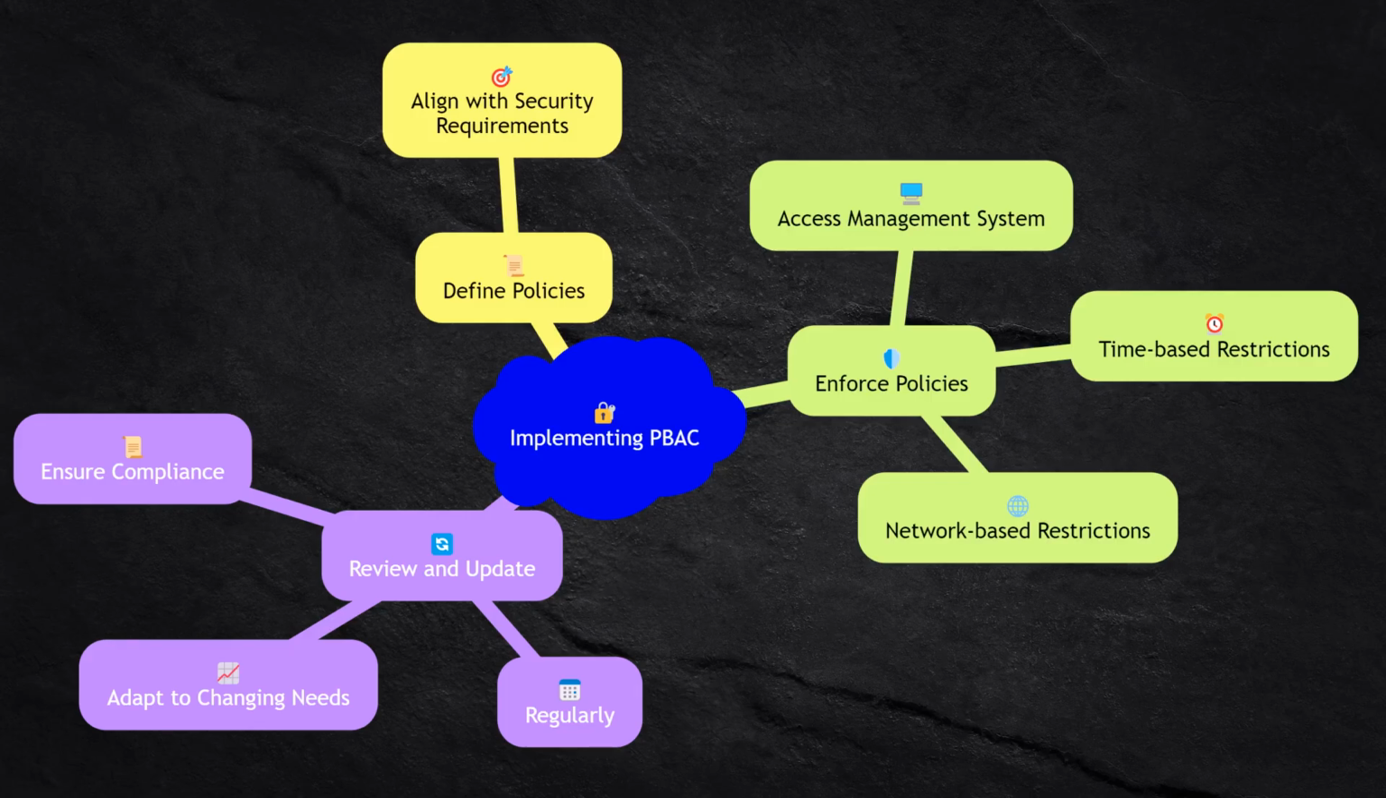Implementing PBAC involves defining access policies that align with your security requirements. These policies should be enforced through your access management system. For example, you might create a policy that restricts access to certain systems outside of business hours or from untrusted networks. Regularly review and update these policies to adapt to changing security needs and ensure compliance with regulatory standards.